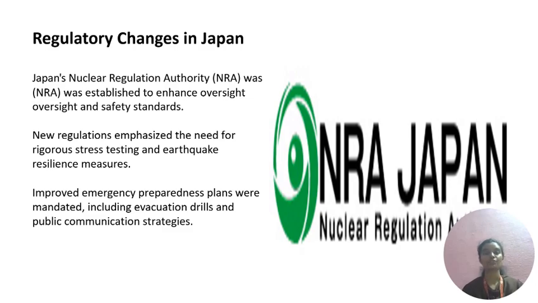After the Fukushima incident happened, Japan took many measures to control future nuclear hazards. In order to decrease them, the NRA was also formed, which is known as the Nuclear Regulation Authority.